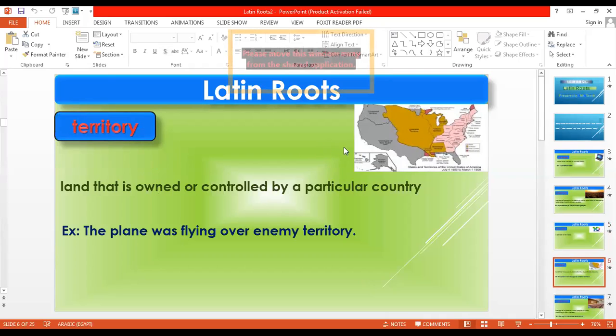Territory. If you look at the map, you'll find different colors. Each piece of land, we can call it territory. So territory is land that is owned or controlled by a particular country. For example, the plane was flying over enemy territory. So territory means a big land. If you look at the gray color, it's a big piece of land. It can be like the volume of a country.